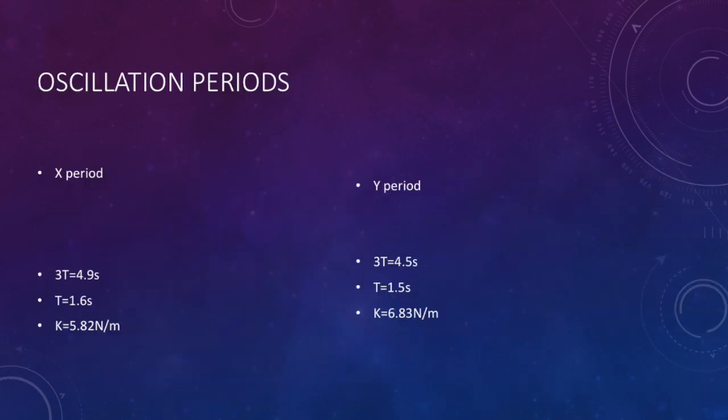Finally, we were asked to discuss the difference in the periods between the x period and the y period. The way that I solved for this was taking the amount of time it takes to go 3 full oscillations and then dividing by 3 to find the period. In the x direction, I found that the period was 1.6 seconds, whereas in the y direction it was 1.5 seconds. This is only a slight difference, but this is what we use to solve for k, so this does have an effect on the whole rest of the problem.